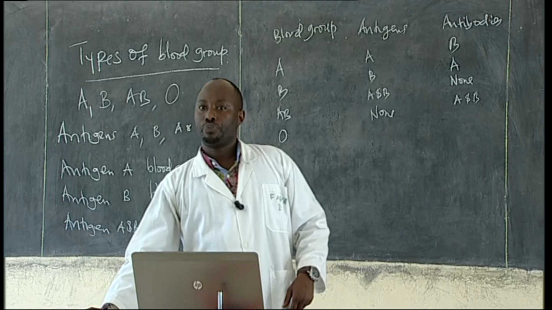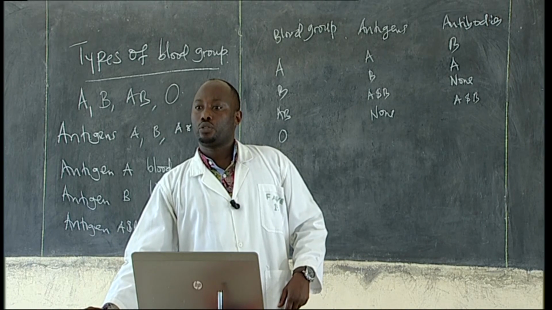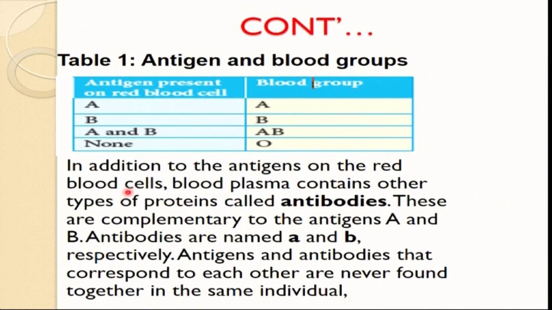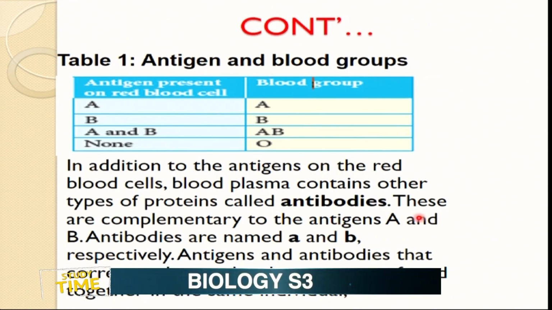Let's go through the chart. In addition to the antigens on the red blood cells, blood plasma contains other types of proteins called antibodies. These are complementary to the antigens. The antibodies are supposed to be anti-A and anti-B, complementary to antigens A and B. So the antibodies are named anti-A and anti-B respectively.